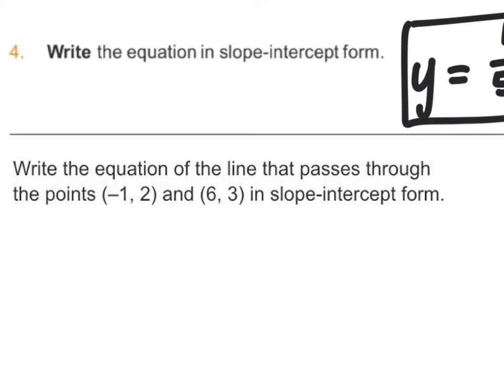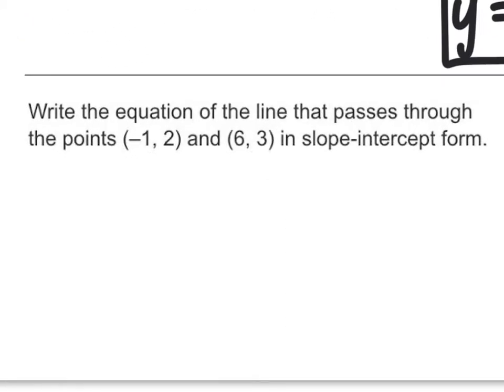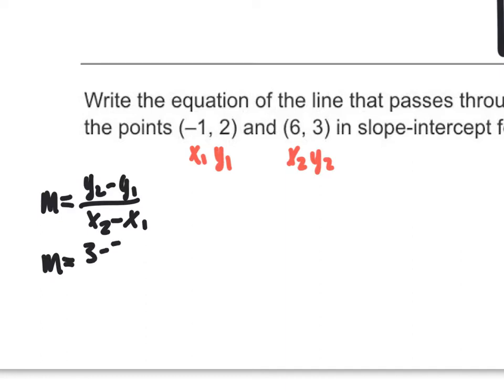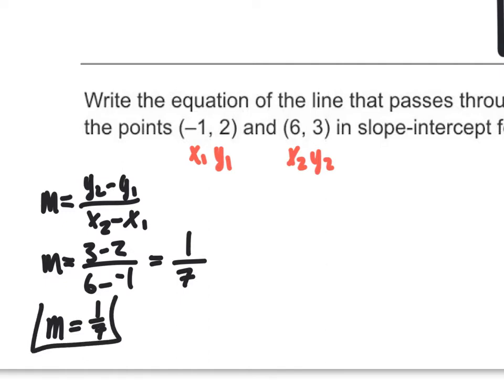Okay, so let's do the same thing over here. Let's do this part again. I'm going to first identify my points as x1, y1, x2, y2, and my slope m is equal to y2 minus y1 over x2 minus x1. So my slope m is equal to 3 minus 2 divided by 6 minus negative 1. And so 3 minus 2 is going to give me 1, and then 6 plus 1 is going to give me 7. So my slope is 1/7.